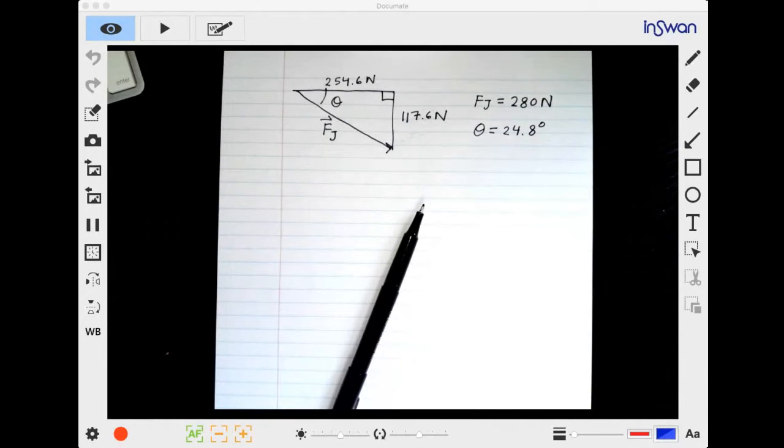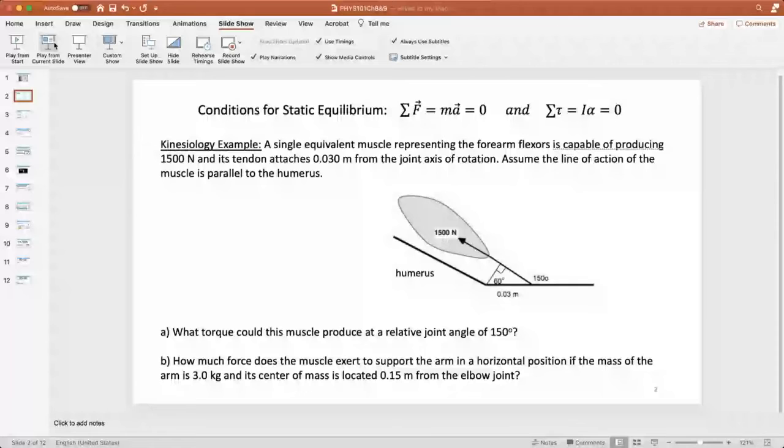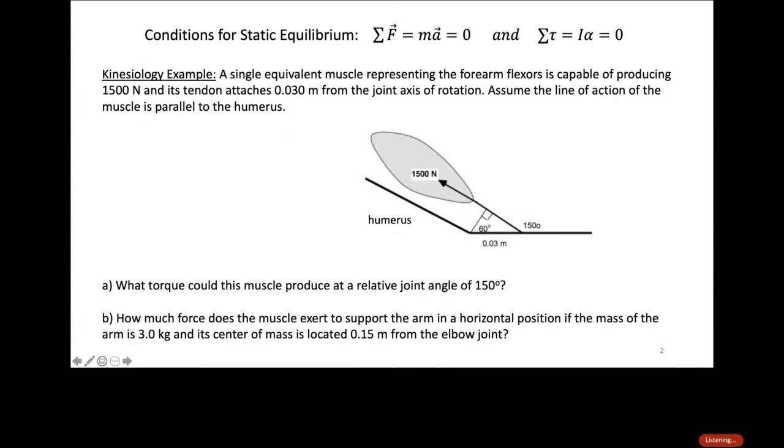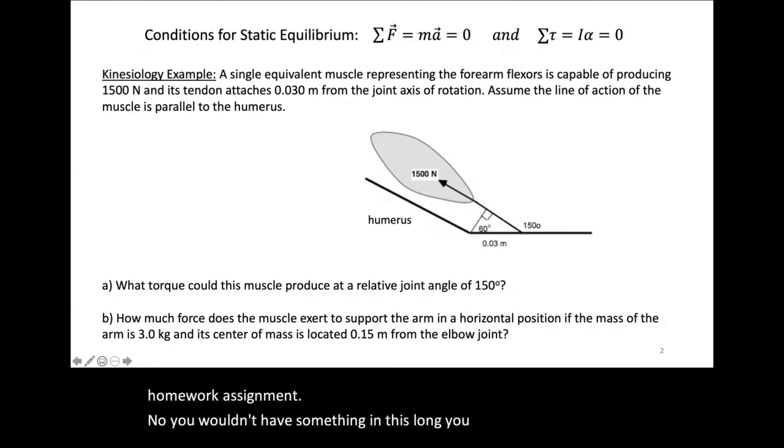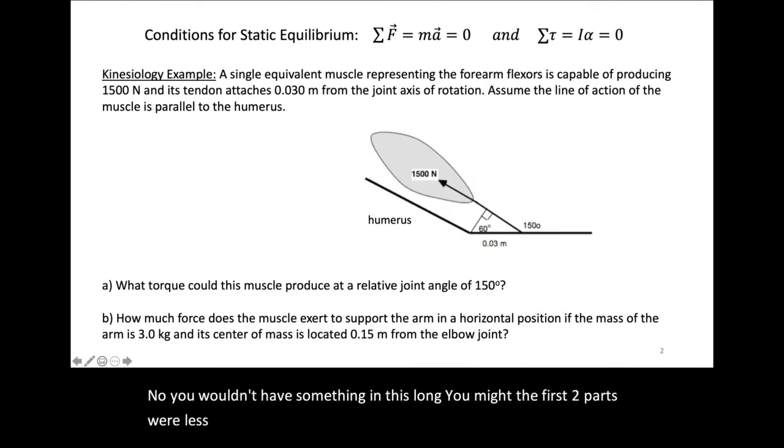It's really pedagogically not the best way to spend our time. All right, so I'm going to go back to the original question now. Yes, there will be more Sapling chapter 8 problems to do in the next homework assignment. No, you wouldn't have something this long. The first two parts were less long, but not the third part, because that's a bit long.